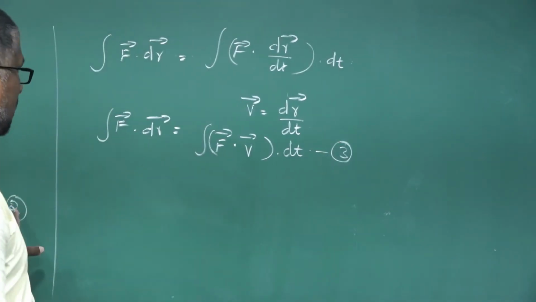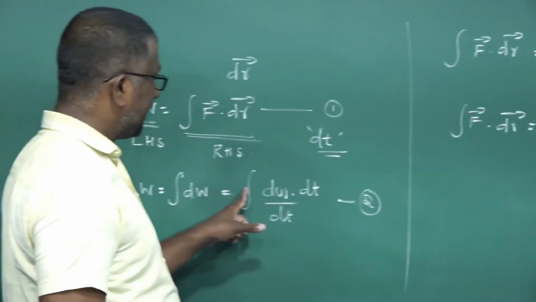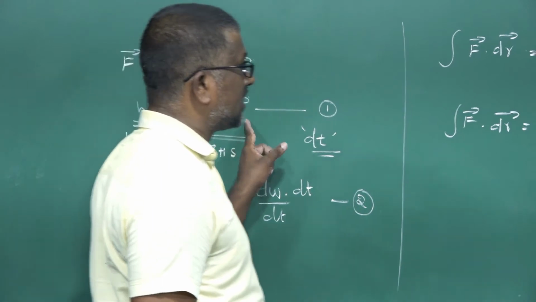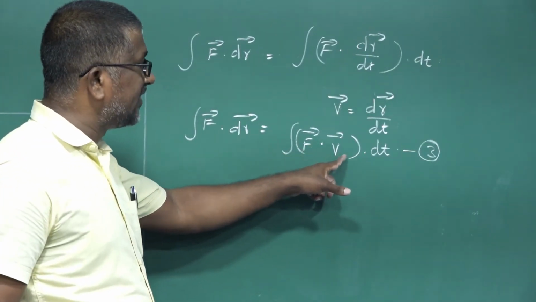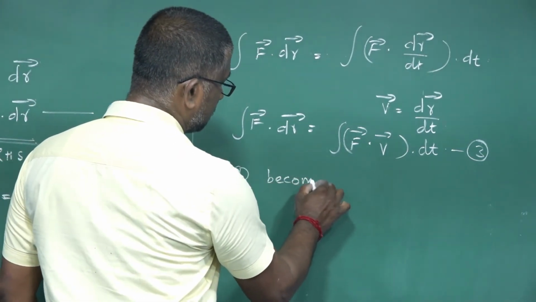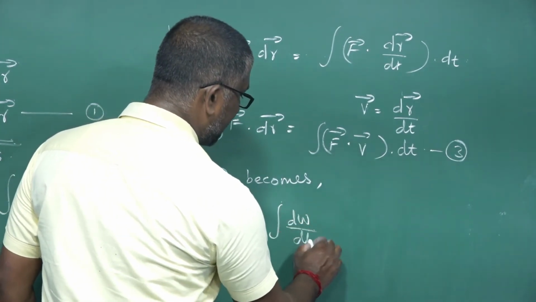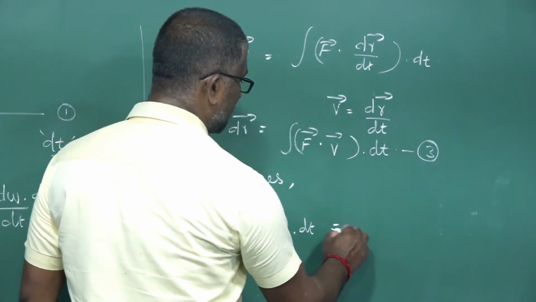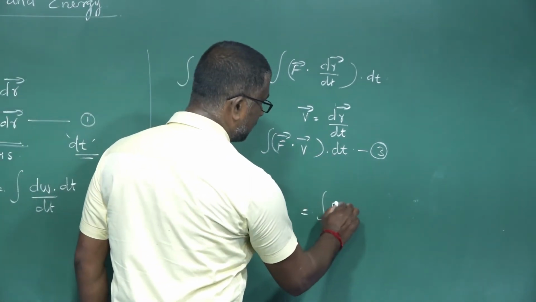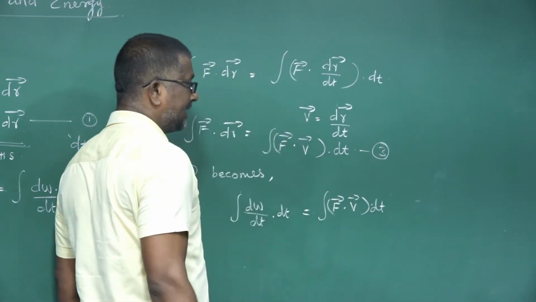Now substitute equation number 2 and equation number 3 in equation number 1. Instead of W, we write integration of dW divided by dt into dt. Instead of integration of F vector dot dr vector, we can write integration of F vector dot v vector into dt. So equation 1 becomes integration of dW divided by dt into dt, which is equal to the right hand side, integration of F vector dot v vector into dt.